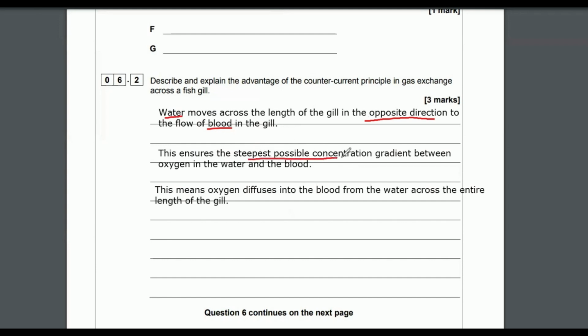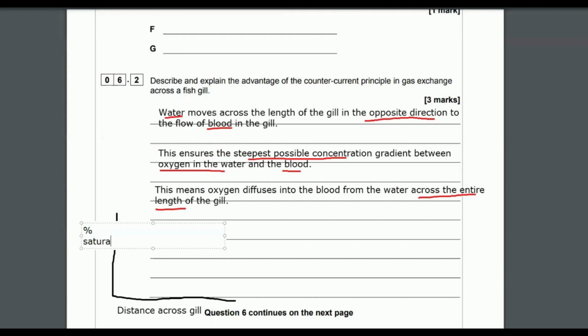So some of you might be able to memorize the key points. For countercurrent flow, you want to say water and blood flow in opposite direction, 1 mark. This ensures the steepest or highest possible concentration gradient between oxygen in the water and the blood, and ensures that diffusion occurs across the entire length of the fish gill, always from water to the blood. They're your 3 points. However, I'm going to go through a little explanation of how we get to those points.